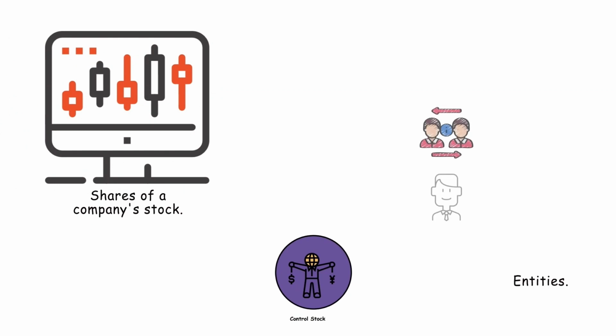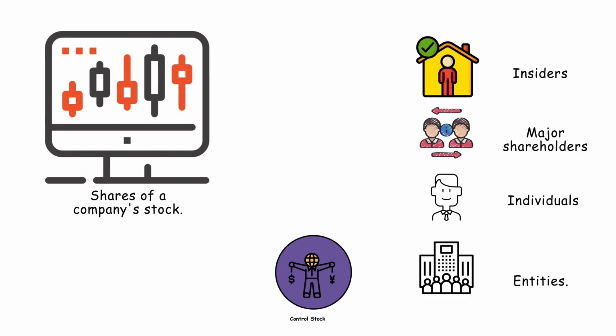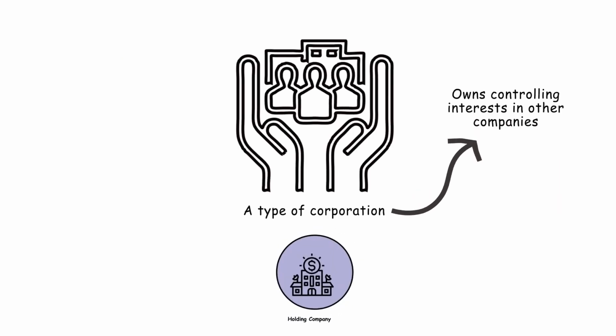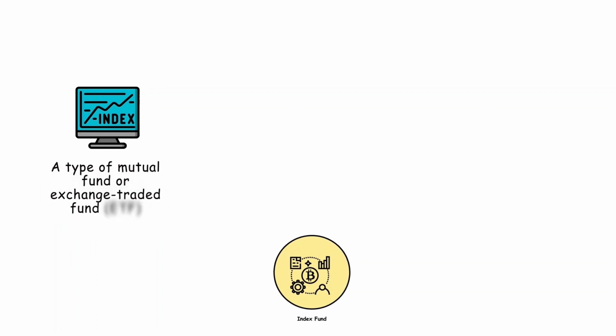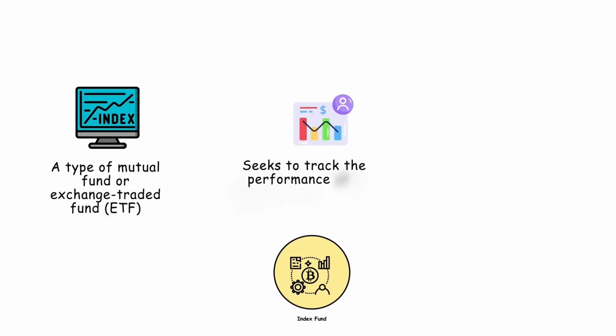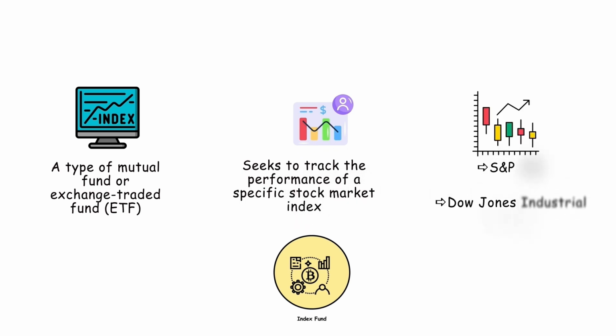Control stock. It refers to shares of a company's stock that are owned by insiders, major shareholders, or other individuals or entities. Holding company. A type of corporation that owns controlling interests in other companies, typically through the ownership of shares of stock. Index fund. A type of mutual fund or exchange-traded fund, ETF, that seeks to track the performance of a specific stock market index, such as the S&P 500 or the Dow Jones Industrial Average.